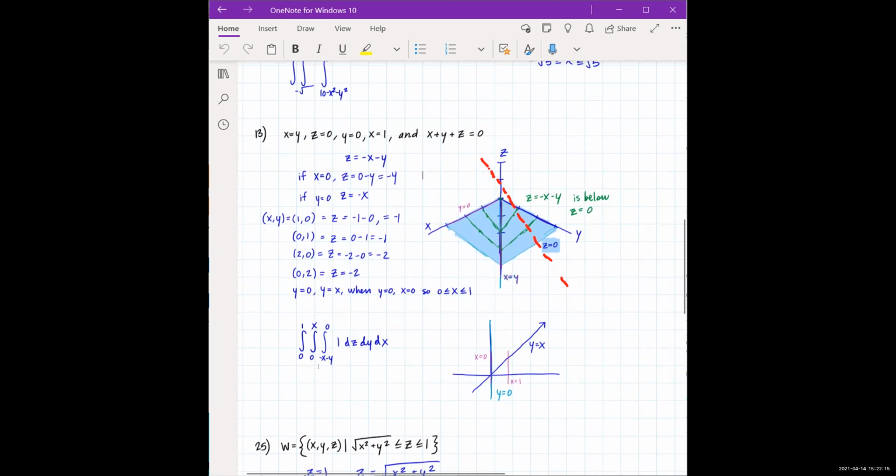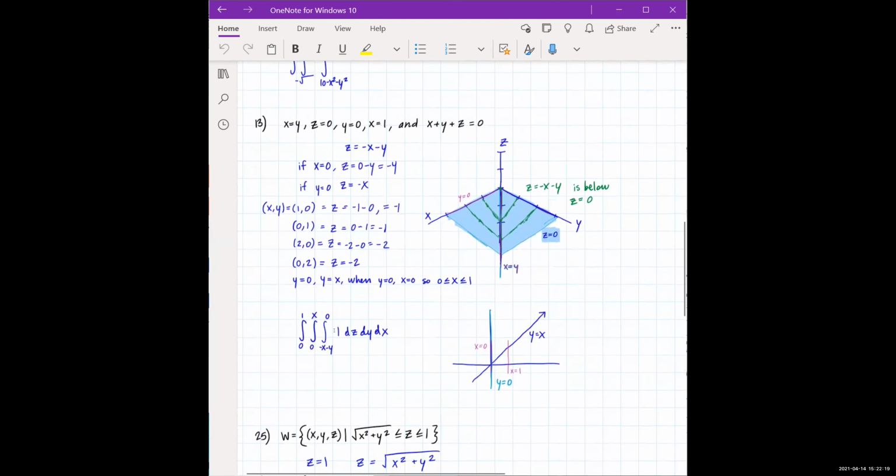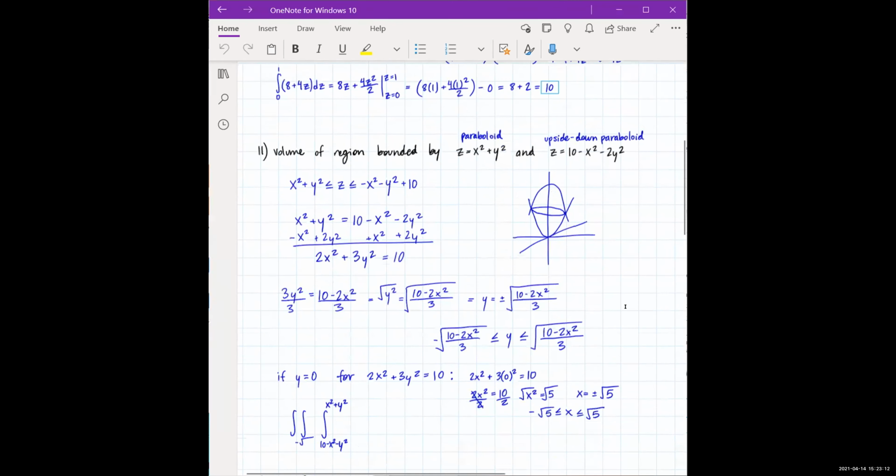So does that look correct, the way I solved it? What are you supposed to do? Just find the integral for the volume of the region. But I just did all this work to figure out whether the plane was above or below. Yeah, that looks good.